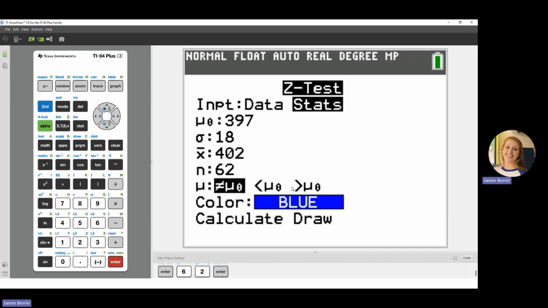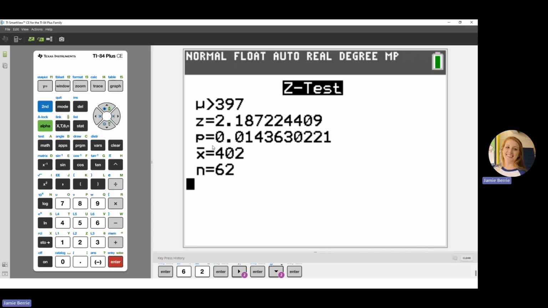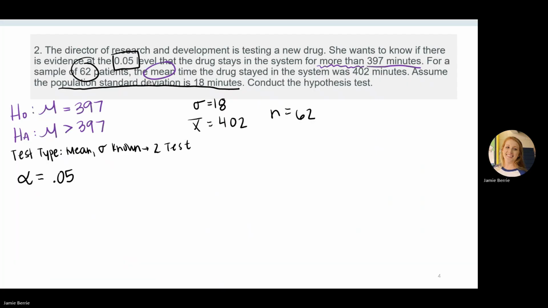Now, this time the researcher said she believed that the medication stayed in the patient's system for greater than 397 minutes. So she thought it was more than 397. So we'll switch that alternative hypothesis to greater than, and then go down to calculate and hit enter. And there's our p-value, 0.01. So p was 0.01.